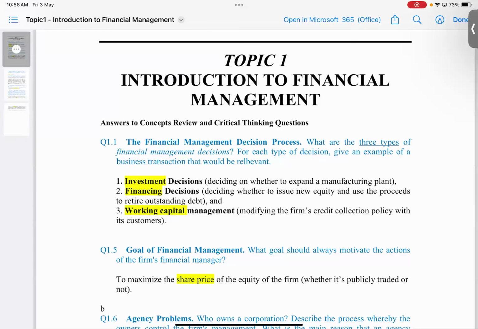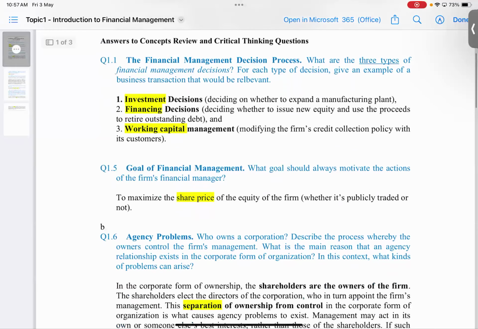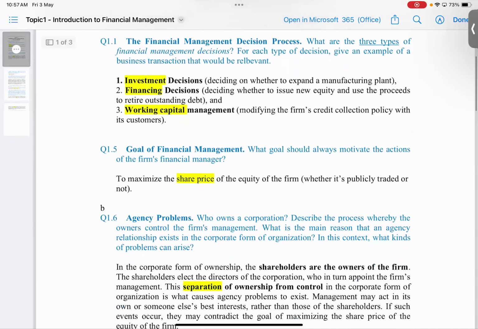Okay, question 1. The financial management decision process. What are the 3 types of financial management decisions? For each type of decision, give an example of a business transaction that will be relevant. So we have 3 decisions.